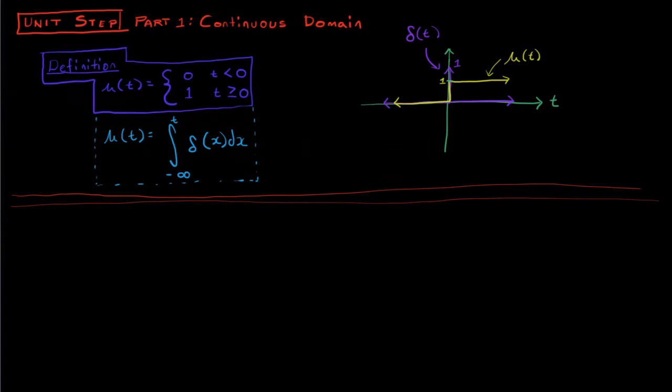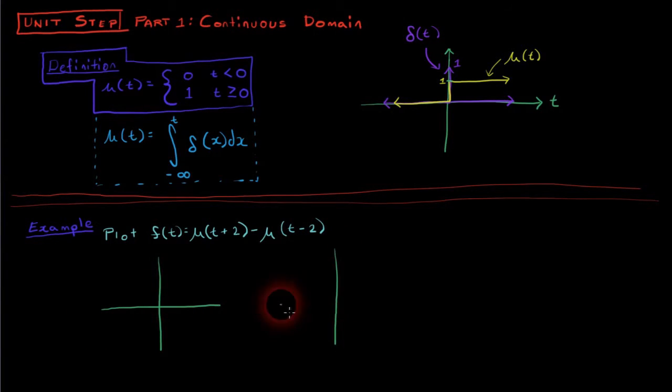Let's do an example. Plot the following function. f of t is equal to mu of t plus 2 minus mu of t minus 2. The unit step is often seen in pairs like this.